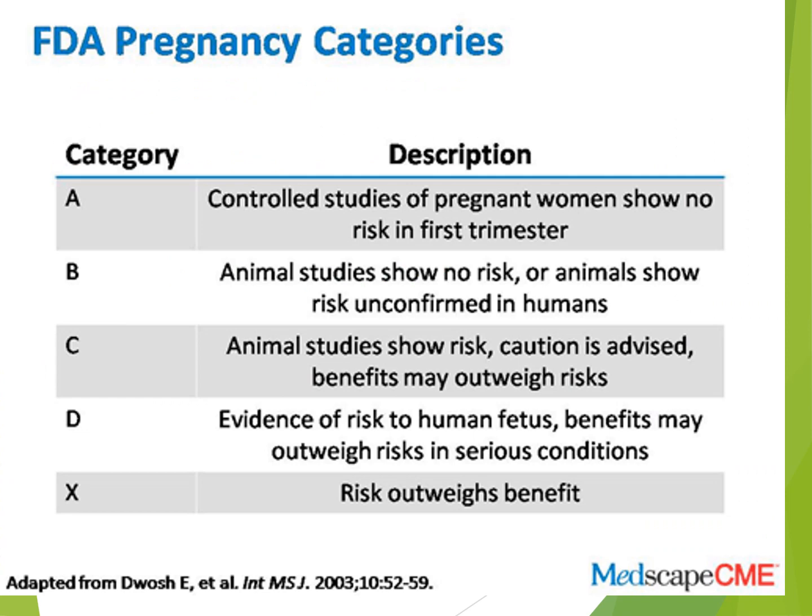So, of course, these are the pregnancy categories. A: controlled studies of pregnant women show no risk in the first trimester. B: animal studies show no risk, or animals show risk unconfirmed in humans. C: animal studies show risk, caution is advised, and this is when it might be used if the benefits outweigh the risk to the mother and, of course, the fetus. D is evidence of risk to the human fetus.